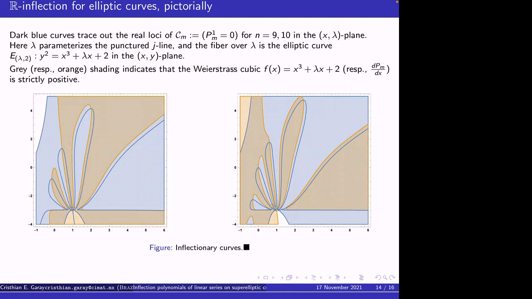So this is in order to support the previous conjecture about the behavior of the number of real points of the inflection points associated to these inflectionary polynomials, which, I remind you, are not complete series. They are incomplete series on elliptic curves. Torsion points are something else. So this is why inflection polynomials generalize somehow torsion points on elliptic curves.